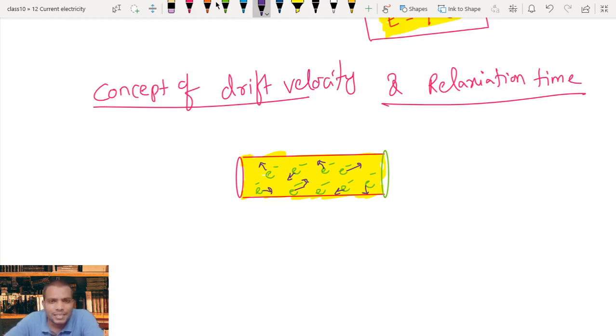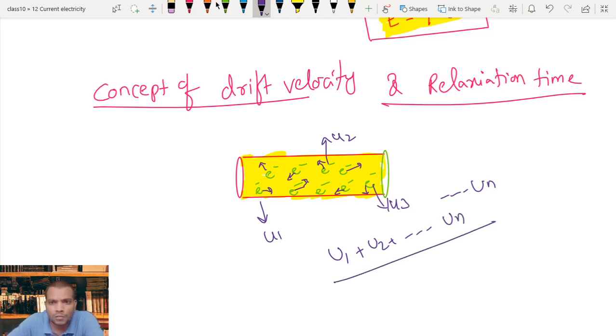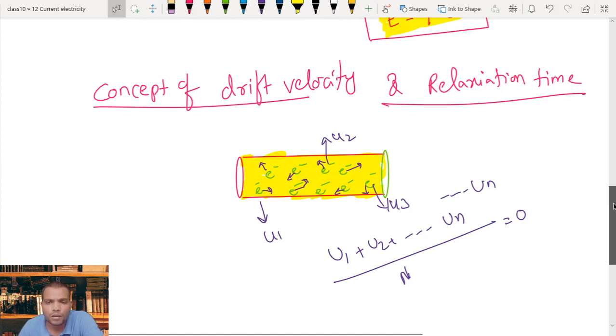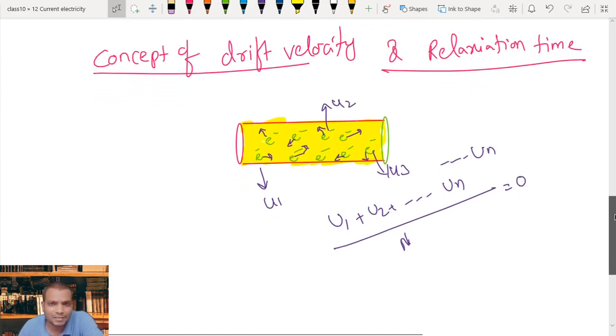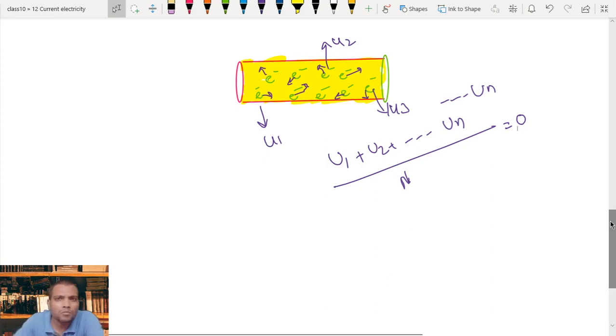If we take the algebraic sum of the velocities of the electrons, u1, u2, u3, up to un, the average velocity, u1 plus u2 plus u3 up to un upon the total number of electrons n, equals 0. So their algebraic sum becomes 0, and they do not contribute any current due to that random motion.